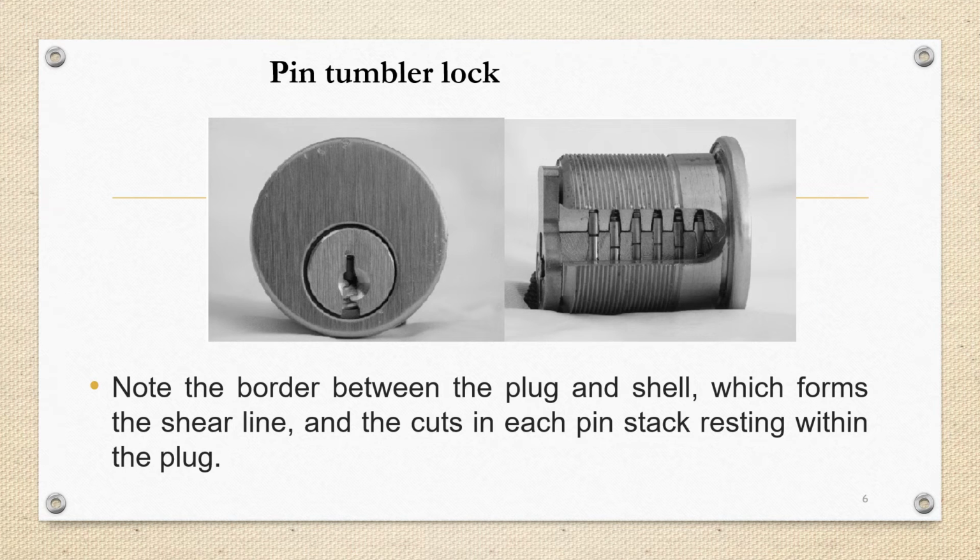Another one, we have the pin tumbler lock. A pin tumbler lock cylinder has a cylinder face or the lock user interface. Note the keyway, which is cut into the plug, which in turn sits inside the shell, and the side view with part of the shell and plug cut away to expose the 6 pin stacks. Note that the border between the plug and the shell forms the shear line, and the cuts in each pin stack resting within the plug.